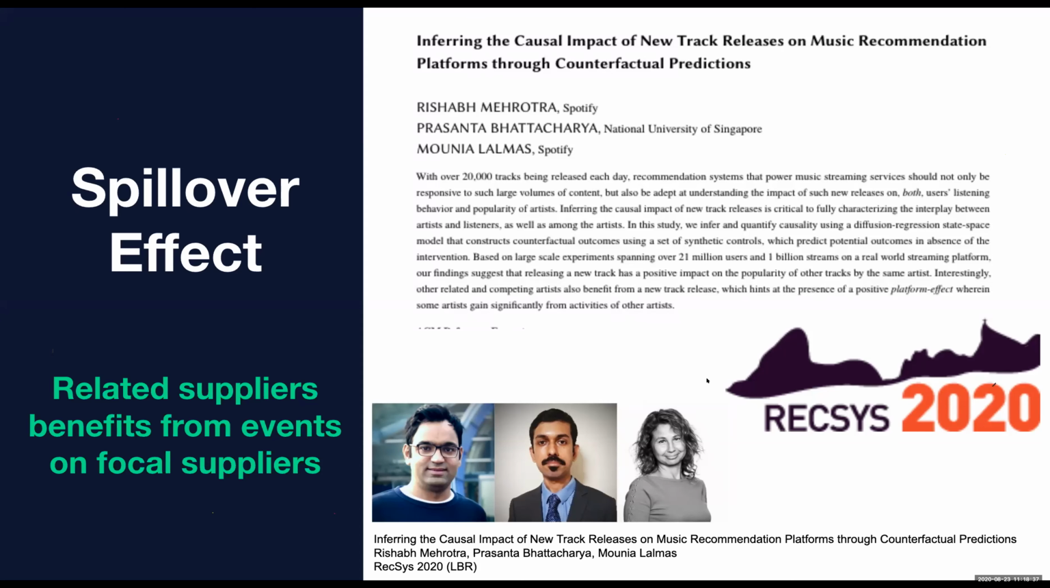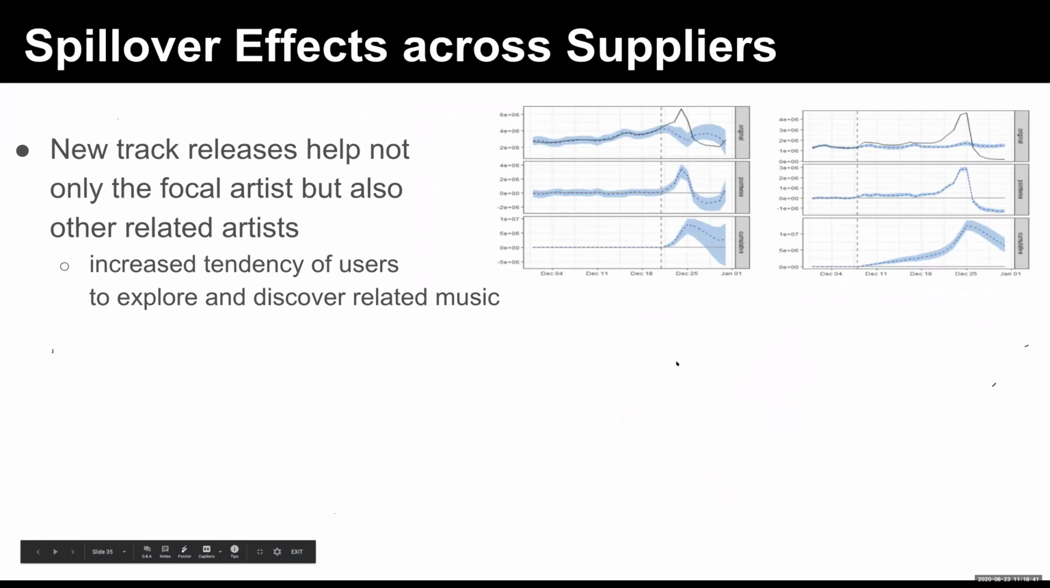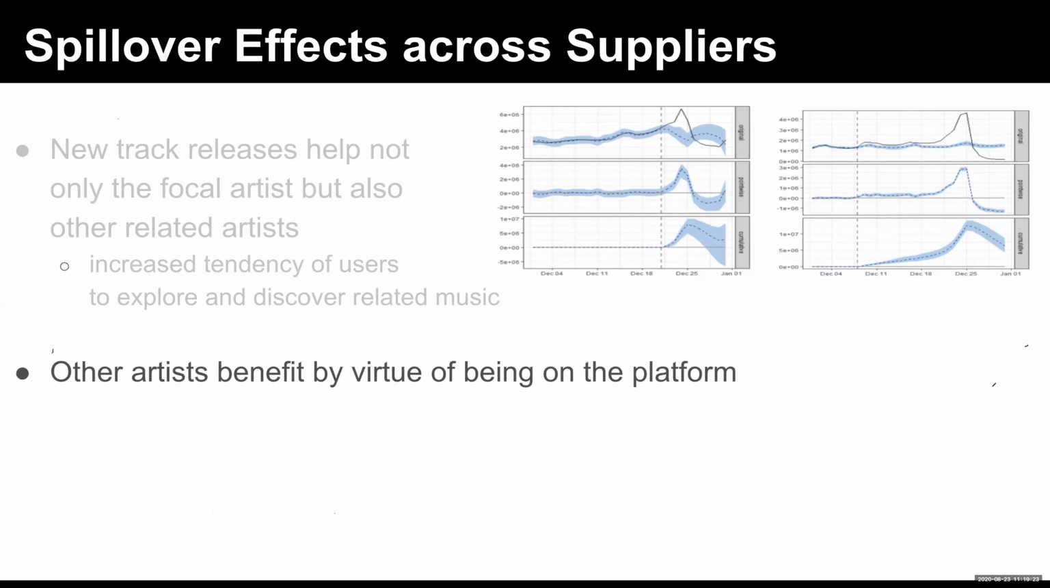Essentially, in this paper, we looked at new track releases. It's just a running example to drive home the point. We looked at the causal impact of new releases, and found that if a focal artist releases a new track, it has an impact not only on the focal artist but also on related artists. There's a nice intuitive explanation: let's say Lady Gaga released a track and I like it, and everybody starts streaming it. There's a specific genre of that track, so that pulls strings in a global manner, so that users start to stream more and explore and discover more related music as well. So the key takeaway is that other suppliers benefit or get harmed by virtue of being on the platform.